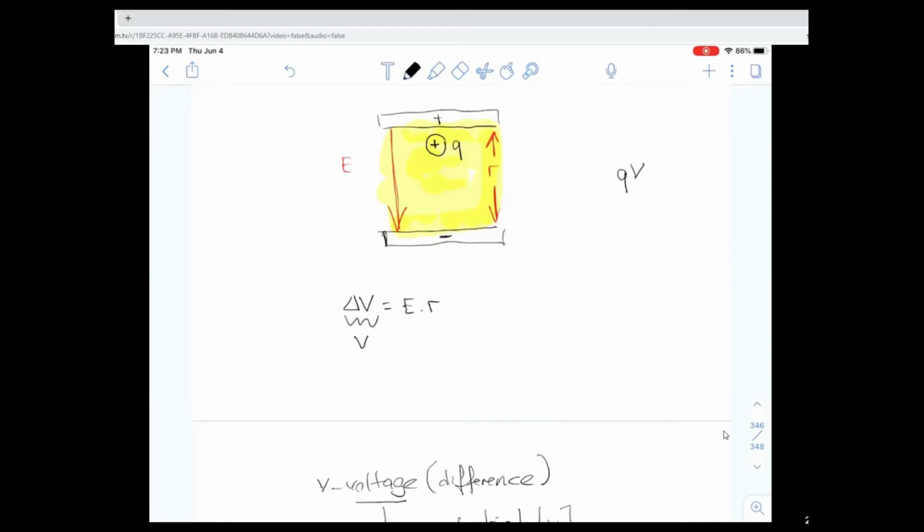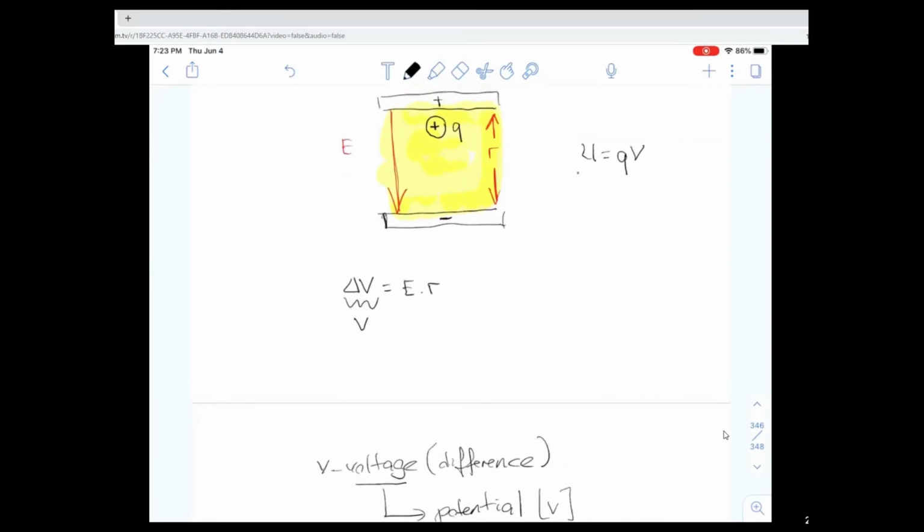I'm going to change notation here. I'm going to use the letter U, and the letter U is going to represent potential energy. So V, in this case the voltage potential, represents the amount of energy stored within this region. U represents the amount of energy stored within the charge. So how do you transfer the energy from the field to the charge? How does the energy get transferred from field to the charge?